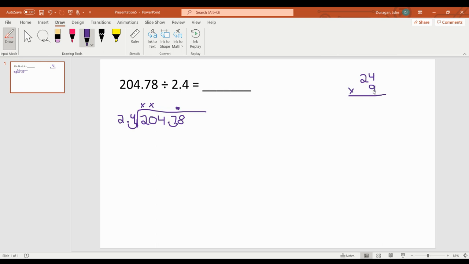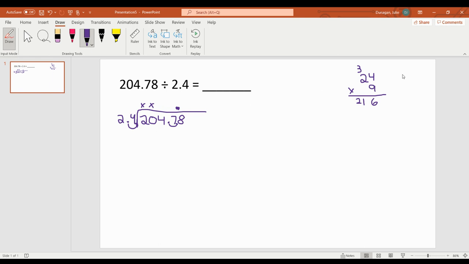9 times 4 is 36. Let's write down the 6, regroup the 3. 9 times 2 is 18, plus 3 is 21. Okay, so now I'm going to look at 216. Is that less than or greater than 204? Well, it's greater than, so I can't use 9.